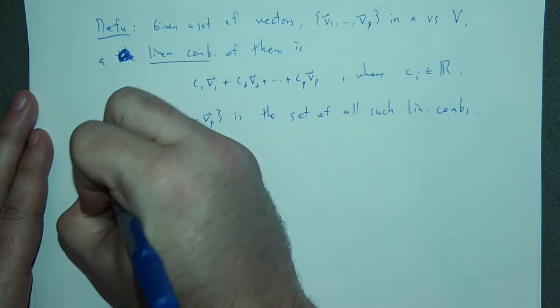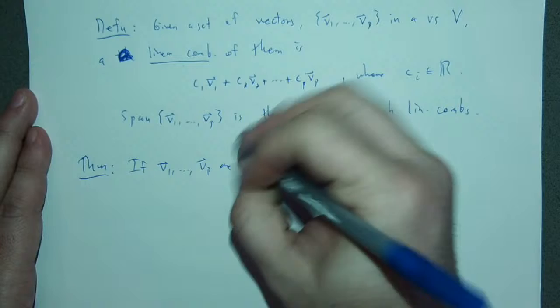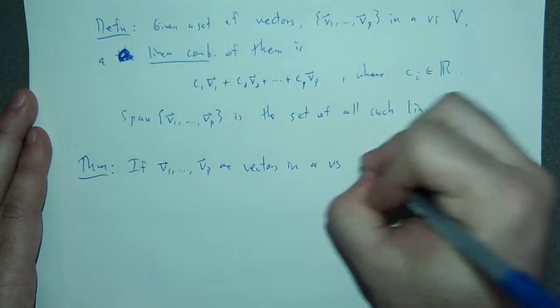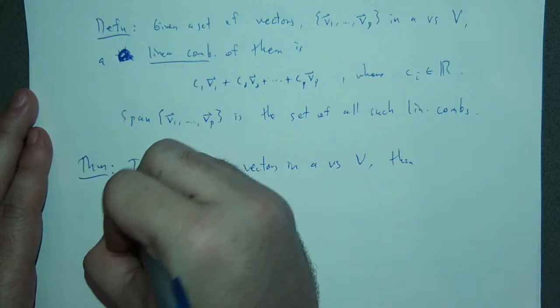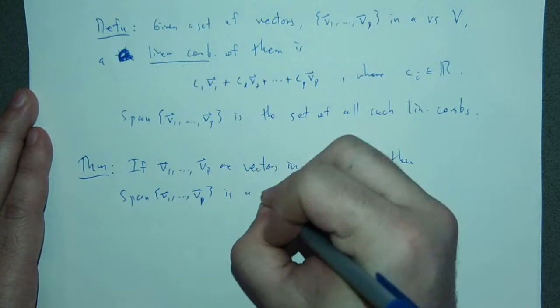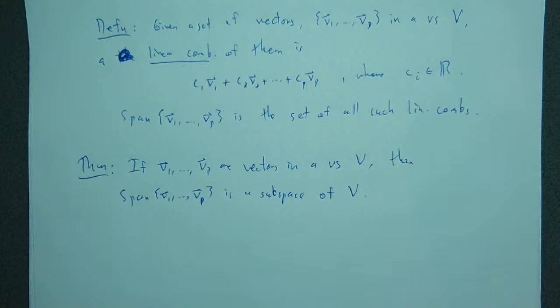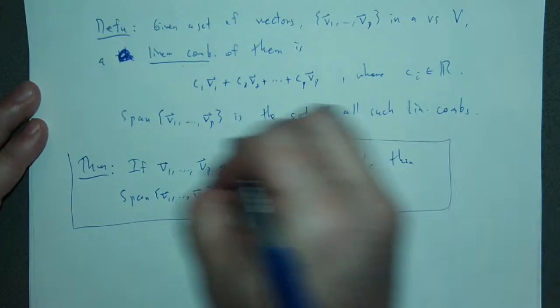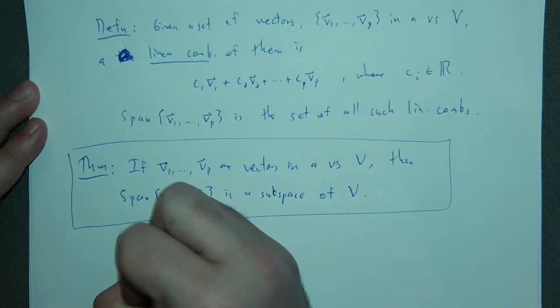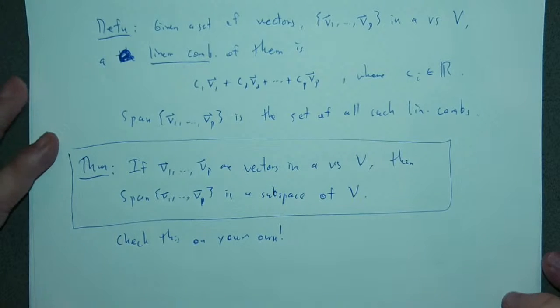So now I've defined that for a vector space. Then here's the theorem. If v1 through vp are vectors in a vector space V, then the span of v1 to vp is a subspace of V. So you have a list of vectors in a vector space V, and the span of those vectors is a subspace of V. You can check this on your own. This is a good thing to check on your own.